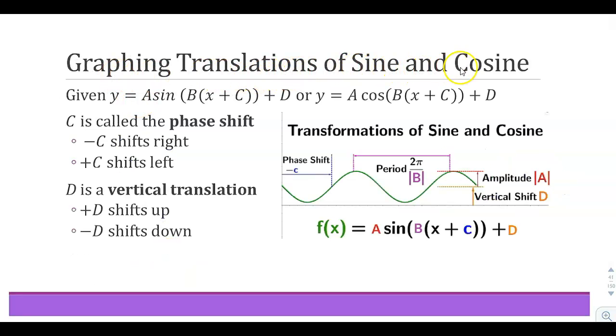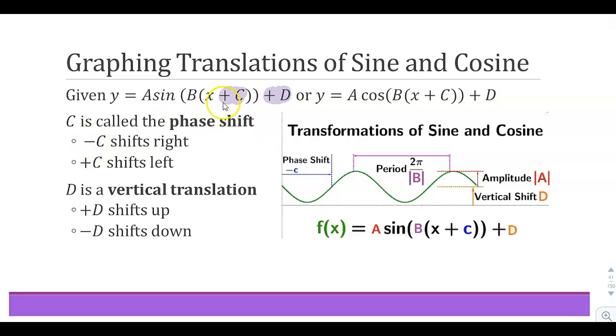Graphing translations of sine and cosine. So let's say we're given y equals a times sine or cosine of b times the quantity x plus c, plus d on the outside. Now what's new, what's different about this is this value of plus c or plus d, and they each do different things. So the value that's added to x, that c, is called the phase shift.